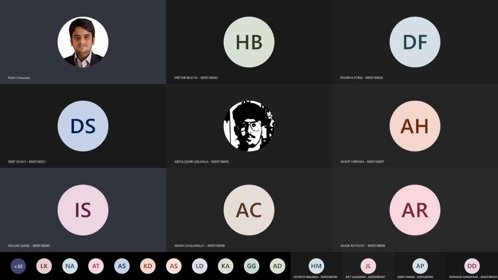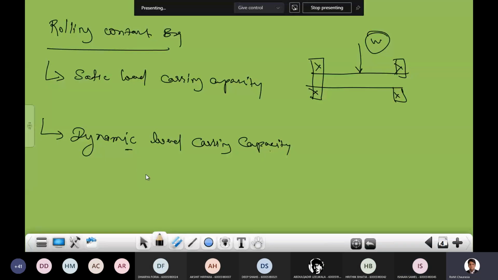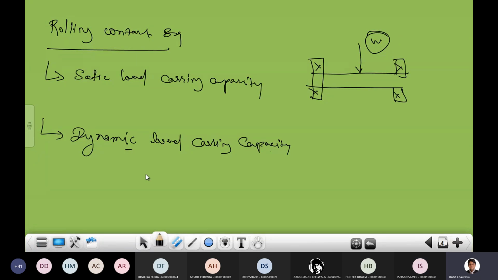Now we'll start with your lecture. Let me share the screen again. Okay. So here we are talking about static load carrying capacity and dynamic load carrying capacity. What is the meaning of static load carrying capacity? When a load acts on the system, that load is transmitted to the bearing. Suppose you have a simply supported shaft system and the load is acting at the center, so definitely the load is transmitted as W by 2 and W by 2 to the bearings.